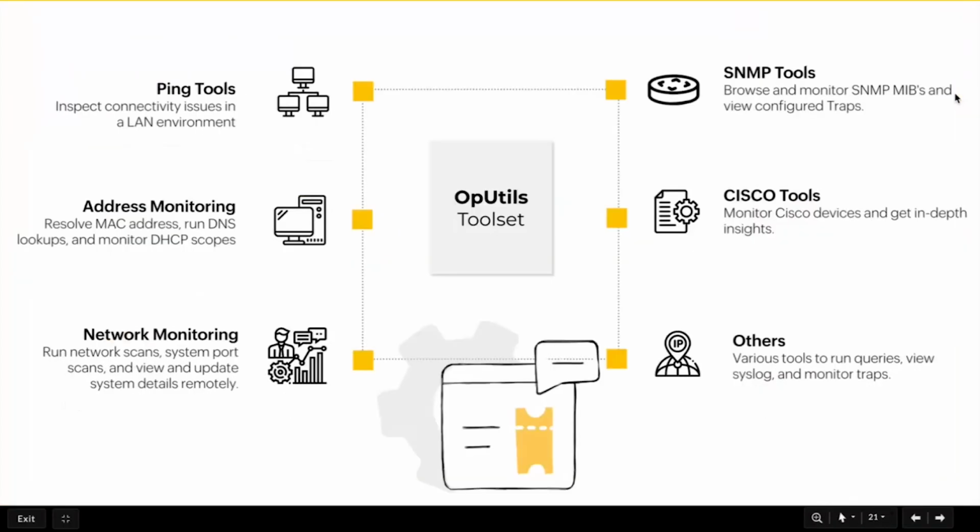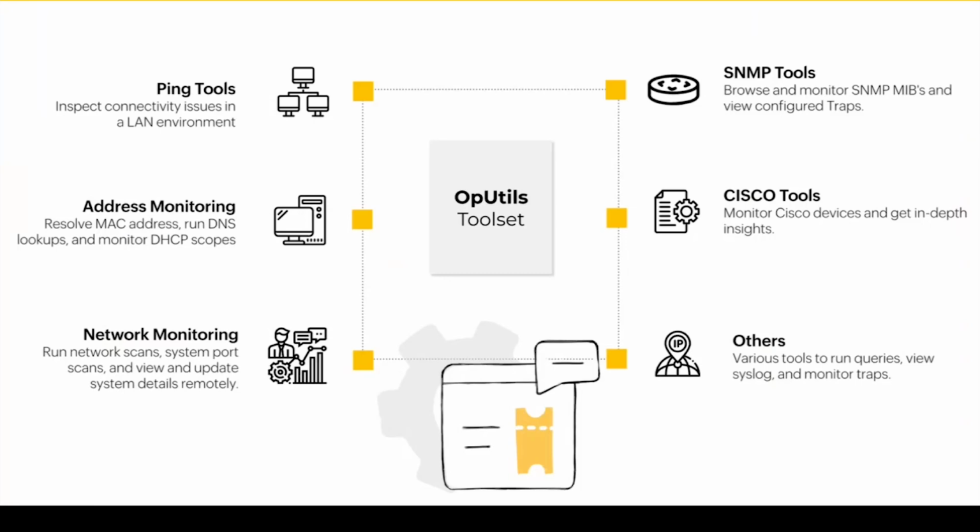Next, let's talk about the OpUtils network toolset. The OpUtils toolset helps IT admins perform different sets of networking tasks within a centralized console. We have 6 different groups of networking tools, starting with the ping tool to detect connectivity issues, and address monitoring tools to resolve MAC addresses, run DNS lookups, and monitor DHCP scopes.